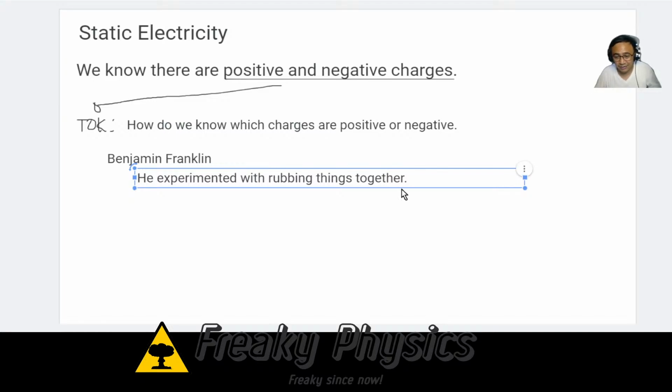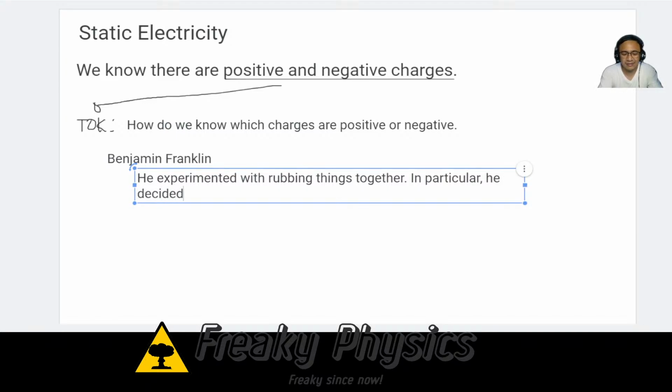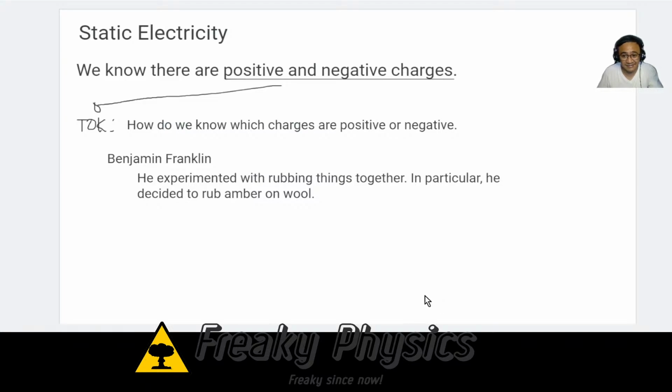Okay. Now, going back here, what he did was he experimented with rubbing things together. In particular, he decided one day to rub amber on wool. That's the idea here.